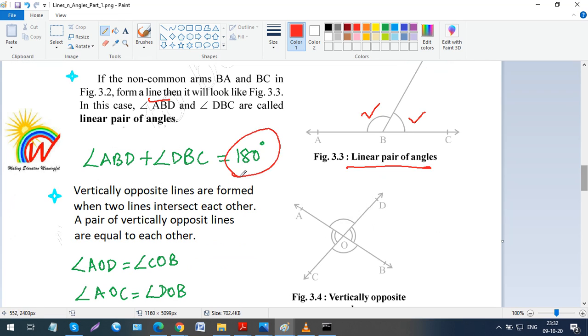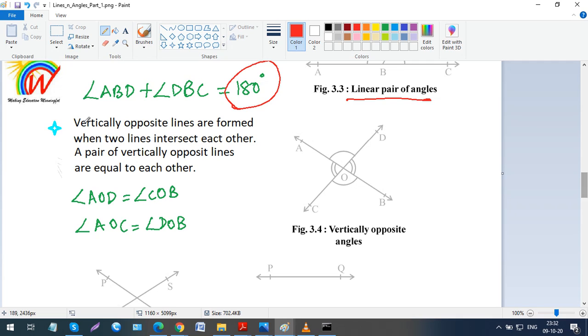Alright, now we need to know what are vertically opposite angles. Okay, see, when two lines are crossed like this, then this and this will be vertically opposite angles, and they will always be equal, and the other two angles will be, let us say, these two. Okay, this and this will be another pair of vertically opposite angles, and they will also be equal. Okay, so vertically opposite angles are formed when two lines intersect each other. A pair of vertically opposite angles are equal to each other.